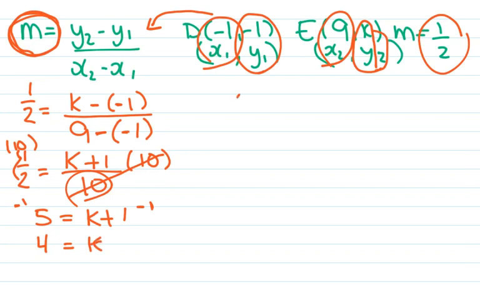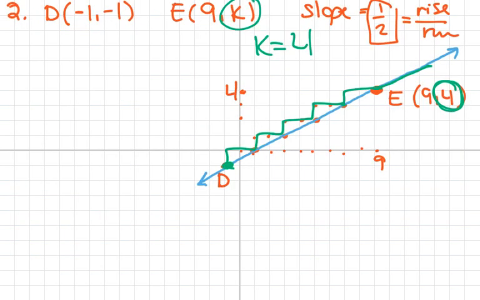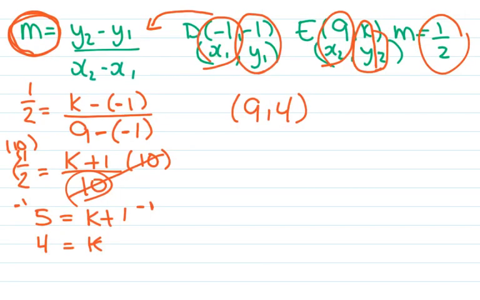So now my point is (9, 4), which is the same thing that I found out over here when I did this using the graph. Perfect. All right, on to the next page.